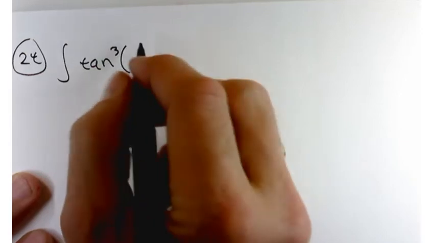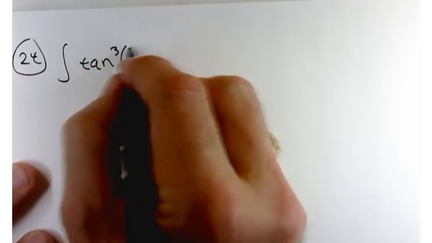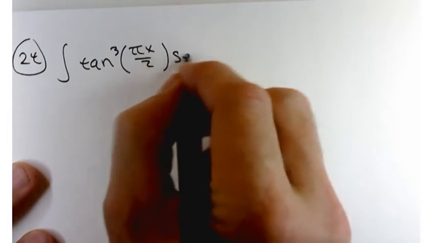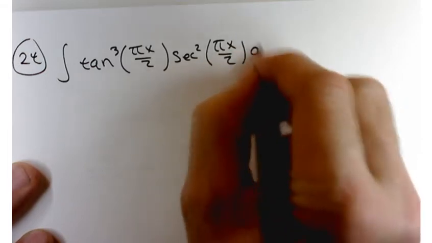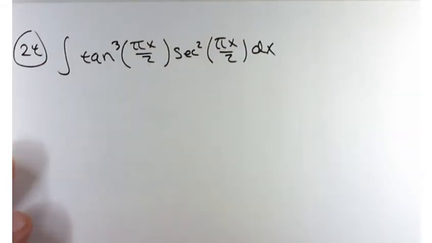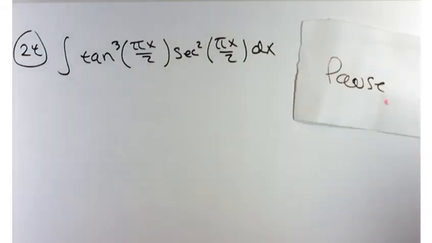Let's take a look at problem 24. The integral of tangent cubed of pi x over 2 times secant squared of pi x over 2 dx. I'm going to let you chew on this one for a minute, see what you can come up with, and try to figure out what would be the appropriate u substitution.